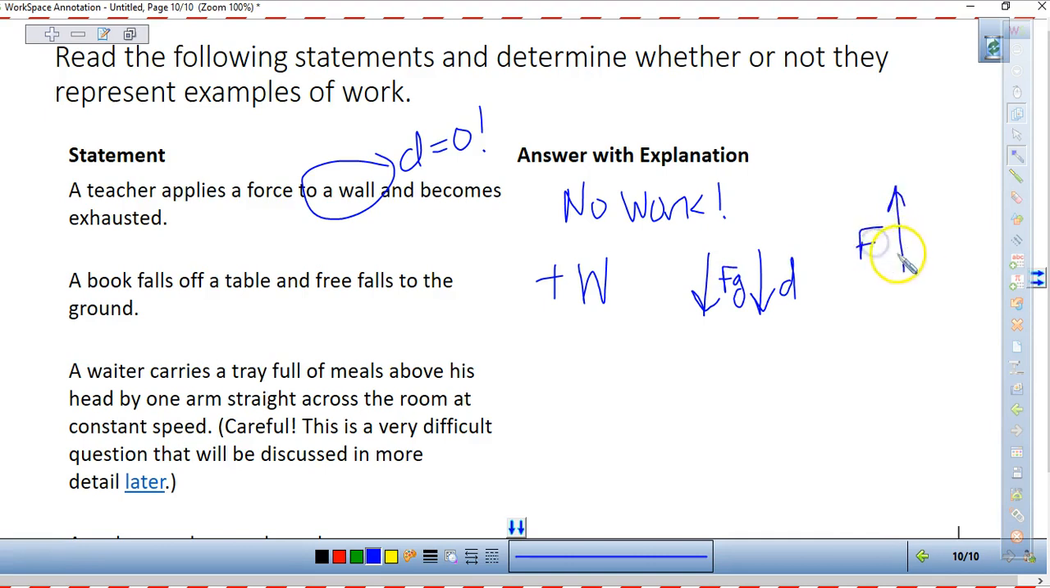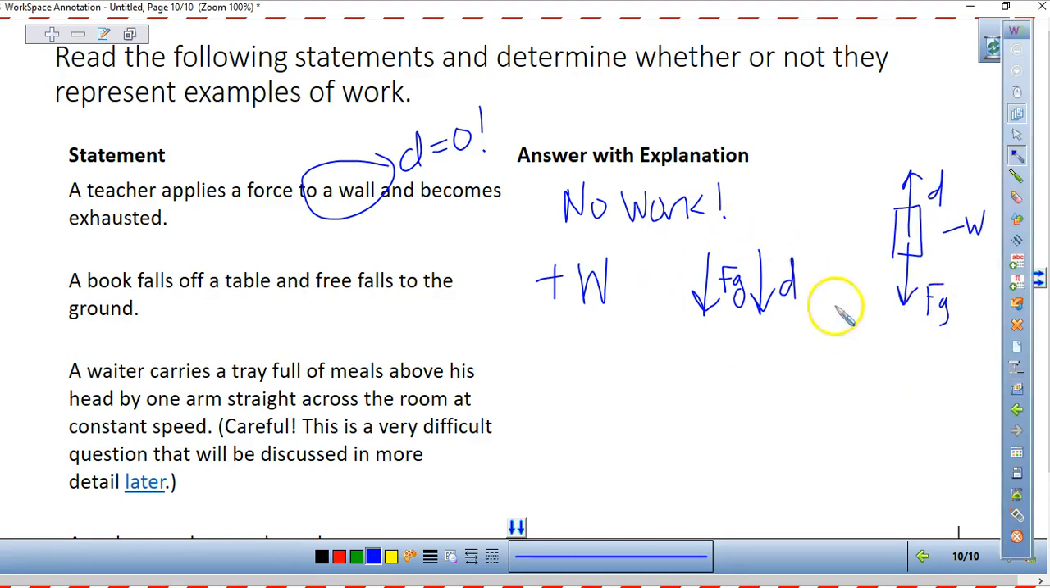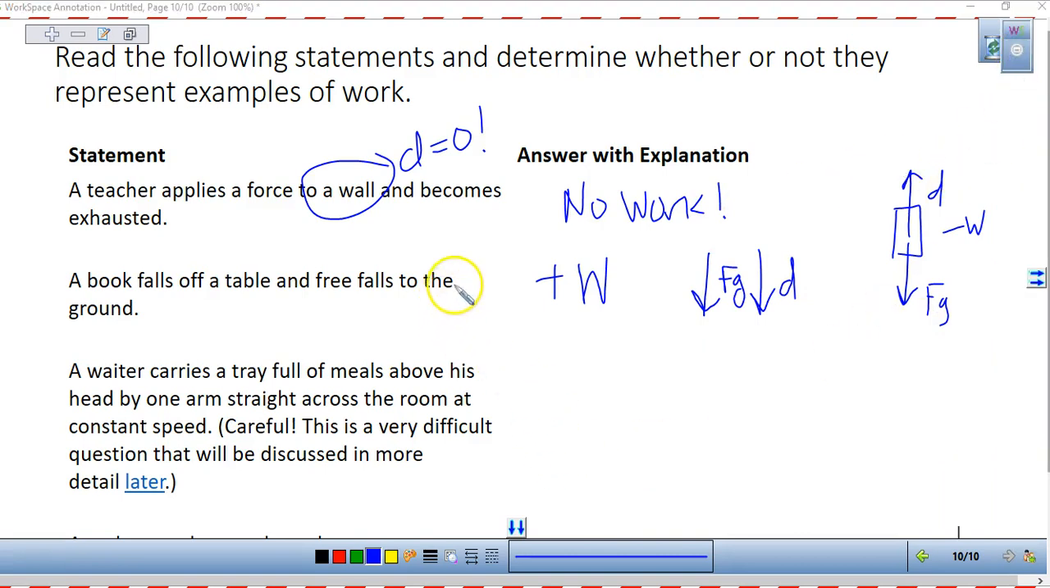It would be negative work if I threw the book upward. If I threw the book upward, the distance would be up, and gravity would be down. This would be negative work because they're opposite each other. So disregard their direction, look at their relative placement. So that's for that one.